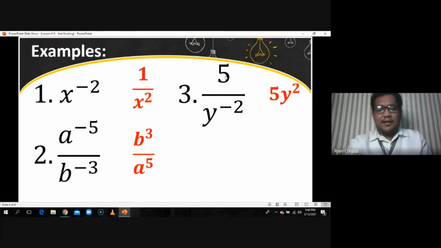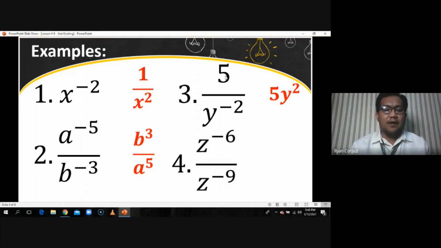So let's try another. Let's have here example number 4. In example number 4, similar to example number 2 kanina. Yun nga lang, ang kaiba niya is that both variable terms here have the same base. Not unlike number 2, they do have different bases. So dito, they have the same base. So ang ginagawa natin, sabi natin, if you want to make this negative exponent here positive, all we have to do is to interchange their position.